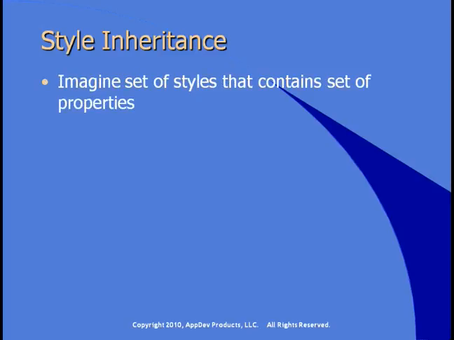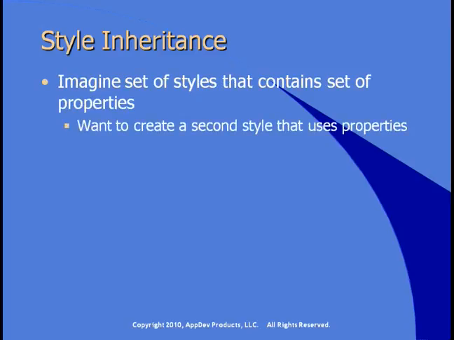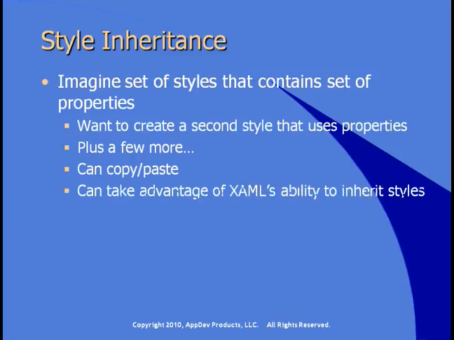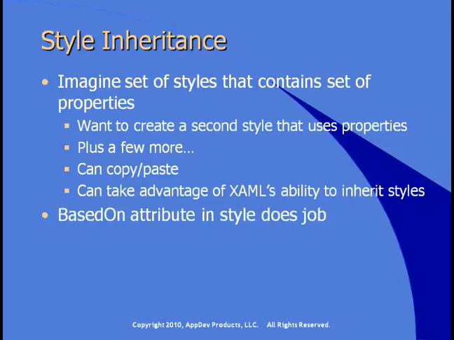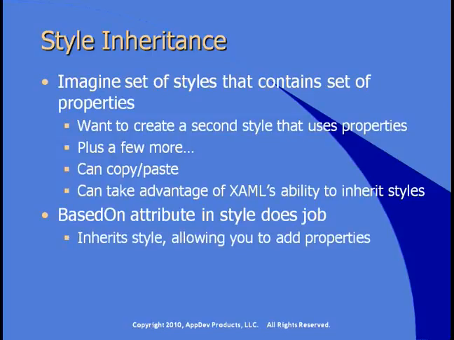Imagine a set of styles that contains a set of properties, and you want to create a second style that uses those properties, perhaps plus a few more. You could copy and paste your styles using clipboard inheritance, but you can take advantage of XAML's ability to inherit styles. The based on attribute in a style does this job for you.